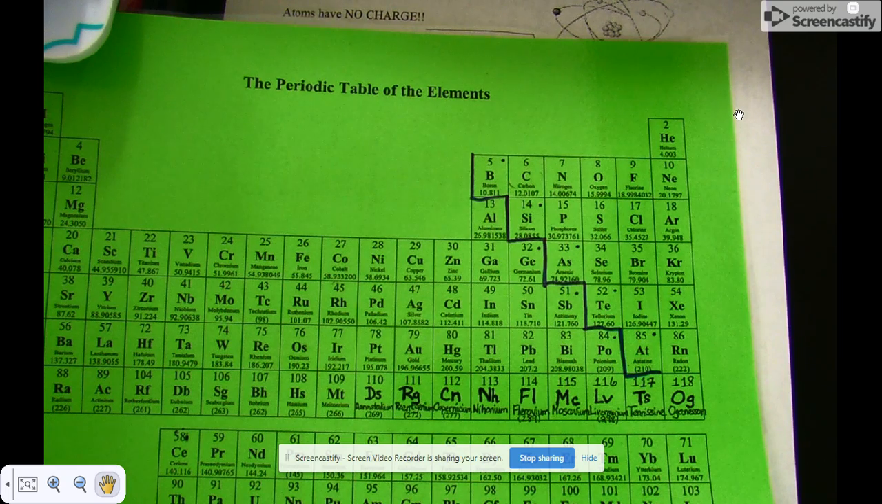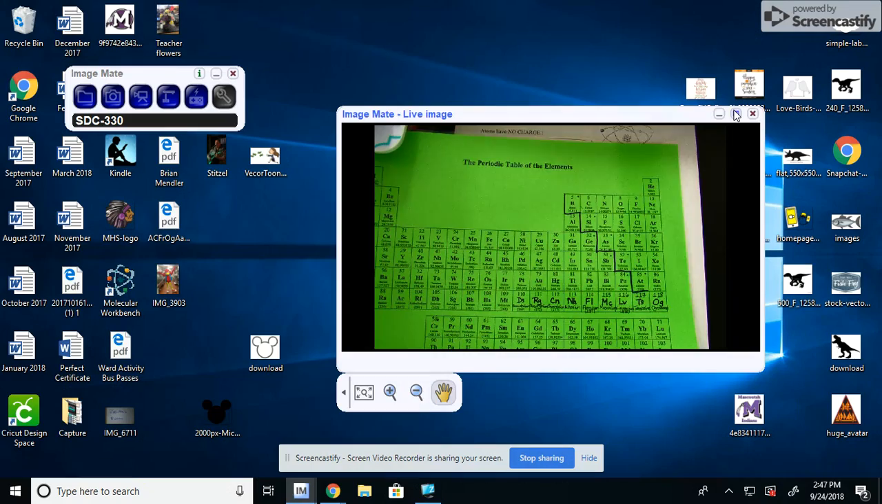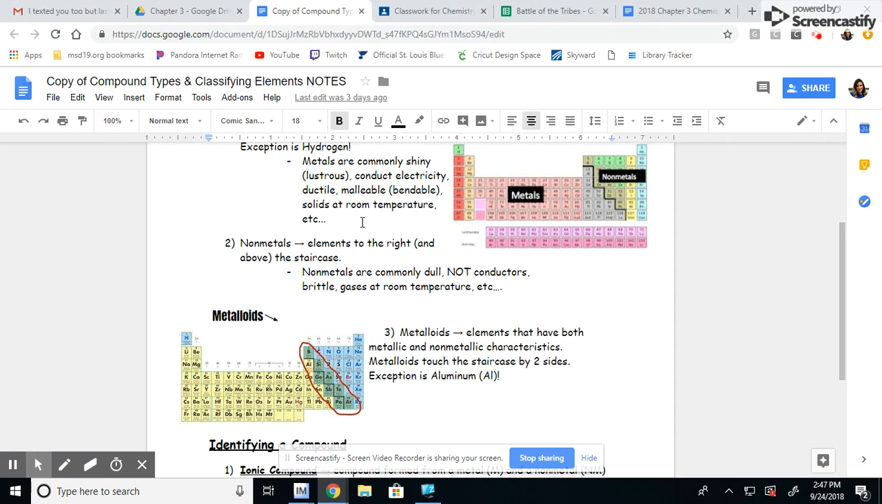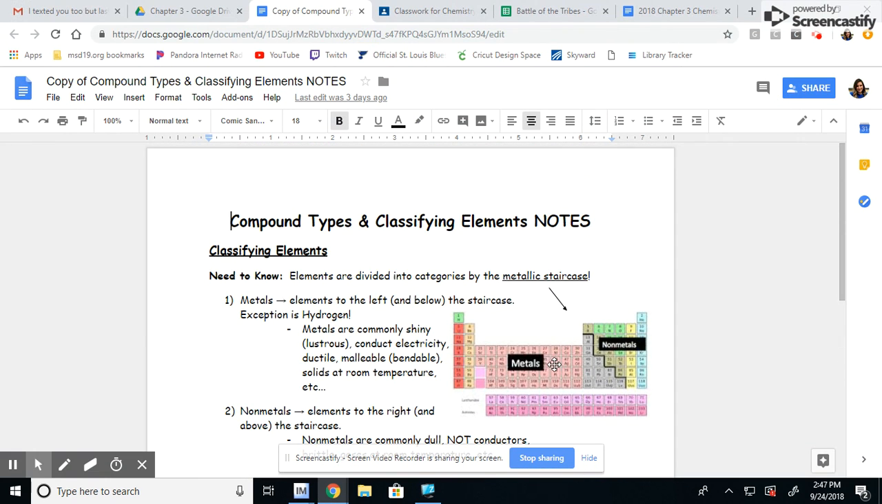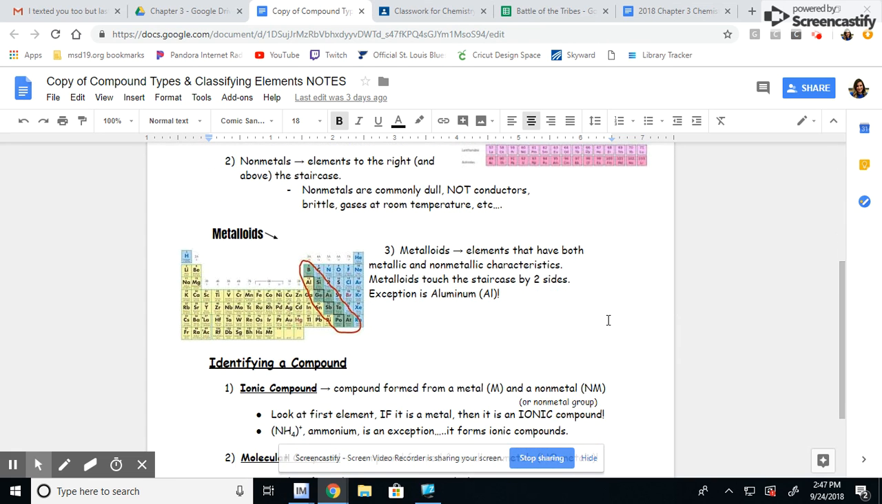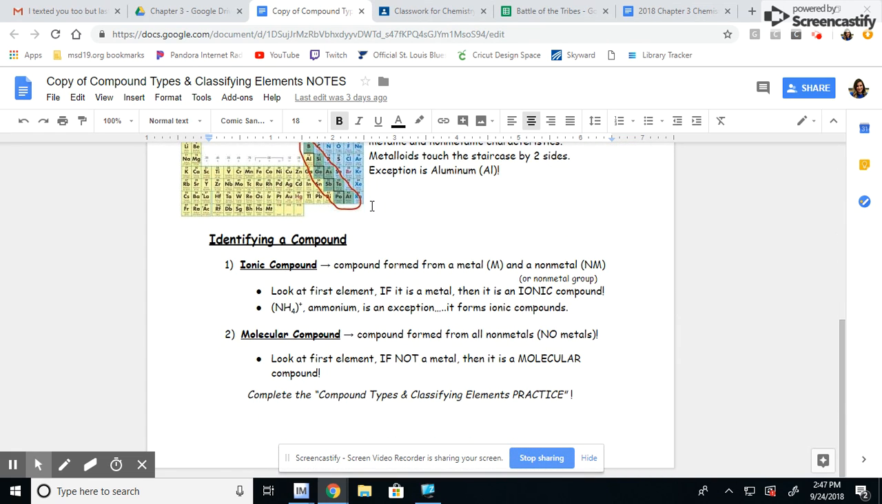So if you haven't, go ahead and definitely draw that staircase line on your periodic table. Permanent marker works great, and so then it's there for you anytime you need it. So metals are on the left-hand side of the staircase, non-metals are on the right-hand side, and then metalloids lie right there in the middle. Now, the reason this is important and the thing you're going to use this for all year long is because knowing if something's a metal or a non-metal is key to identifying the type of compound that exists.